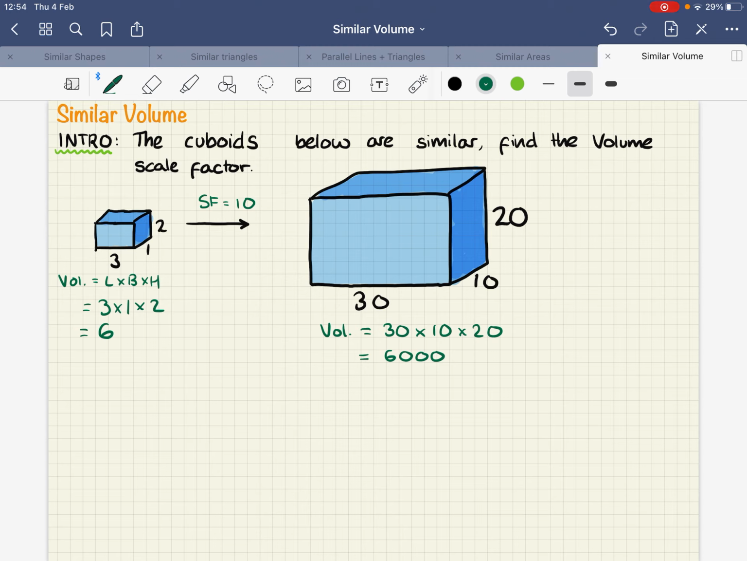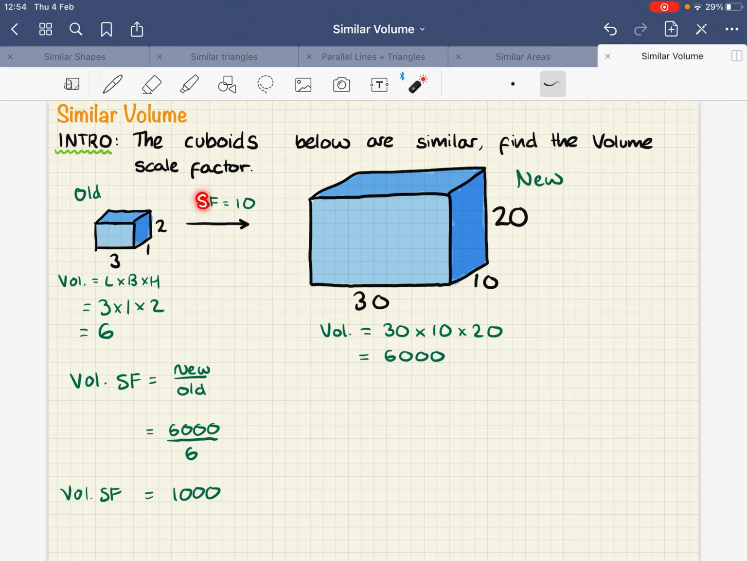So what I'm going to do now, in a similar way to my area scale factor, I can find my volume scale factor using that same new over old, just using the volumes instead. So I'm going to make my larger shape my new one, and my smaller one my old. So that's going to be 6,000 divided by 6. And that's just going to come out to 1,000. So my volume scale factor in this question is 1,000.